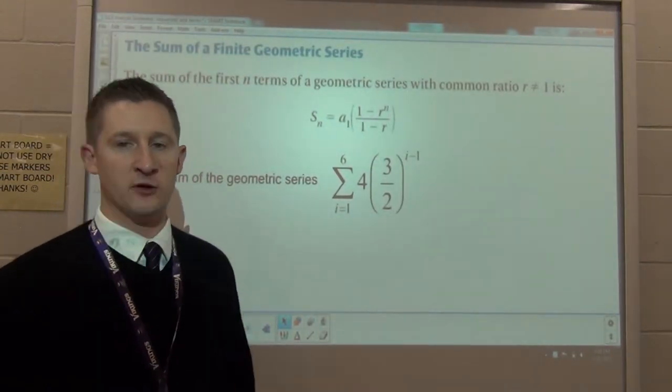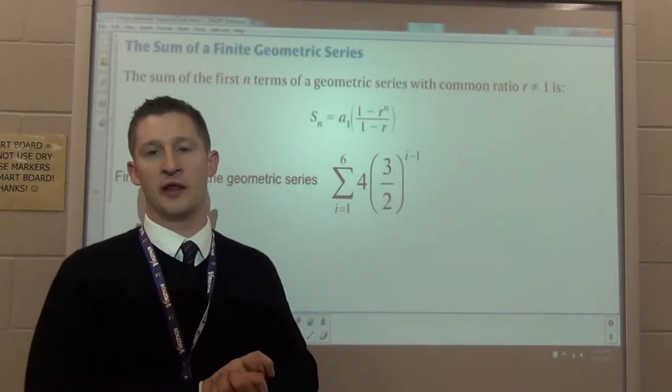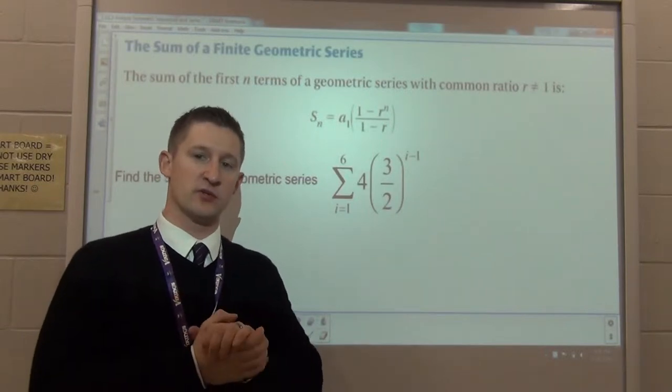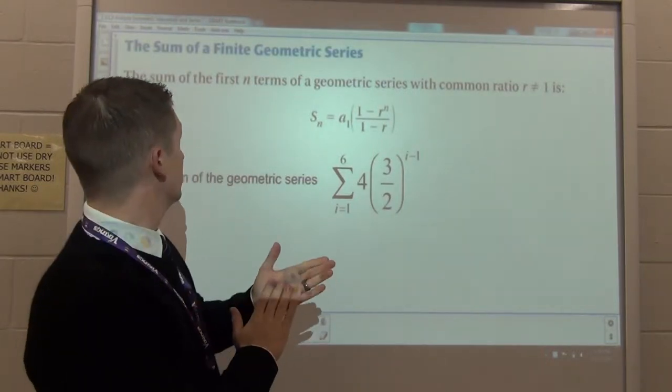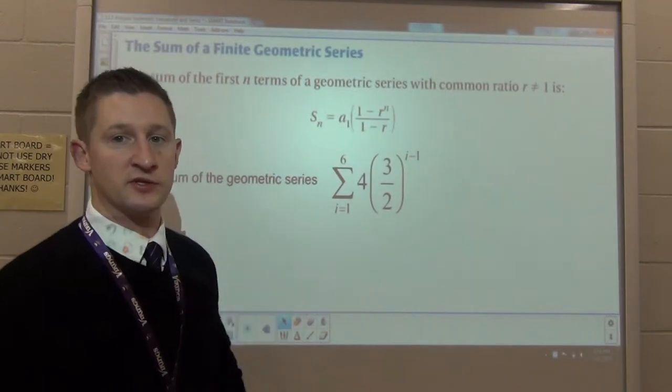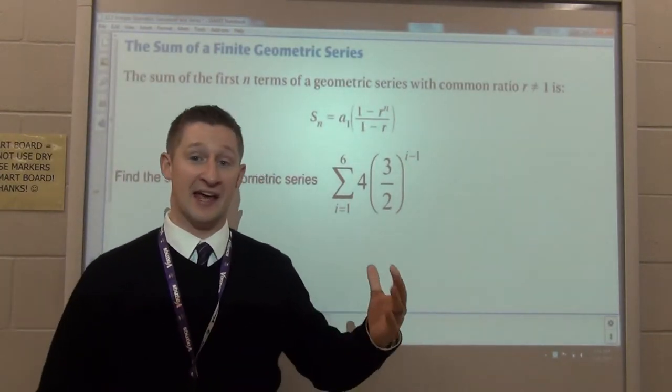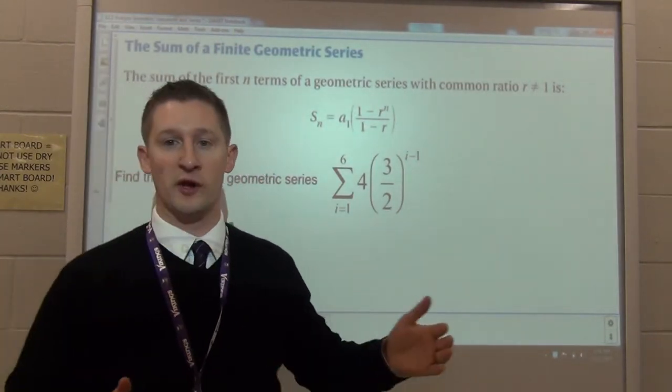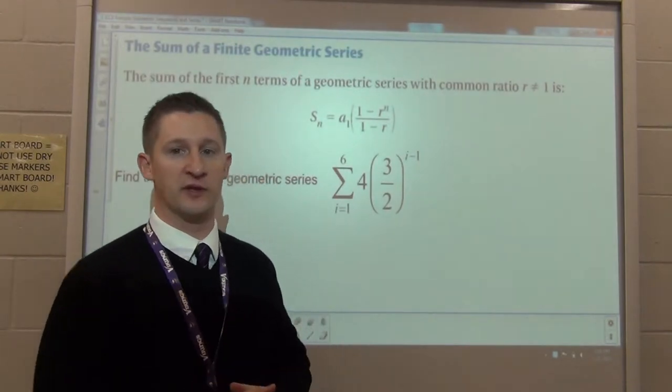For the third and final part of lesson 12.3, analyze geometric sequences and series, we're going to look at finding the sum of a finite geometric series. So as long as it's finite, it has an ending. If it's a series, we can go ahead and find that sum. A bunch of terms added together, we can figure that out.